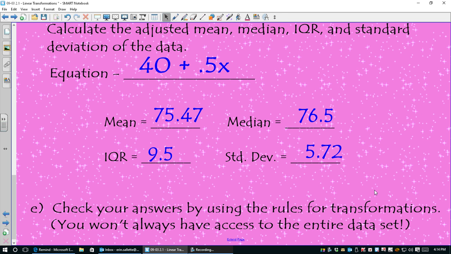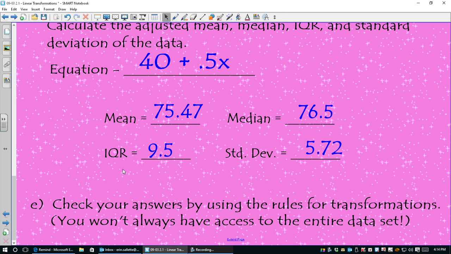Okay, so those are your answers in terms of using the rules of transformations. Now, if you don't have access to the data set, then of course you'll have to use the rules.